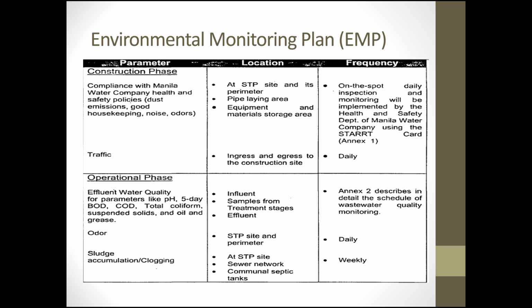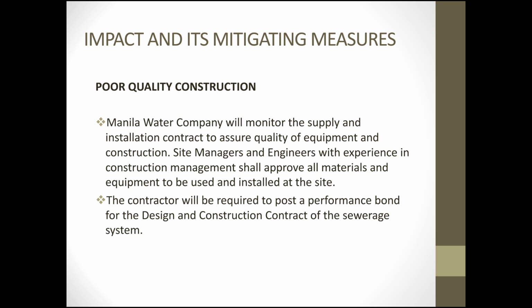So, here you can see the environmental monitoring plan, or the EMP, of this project: the parameter, the location, and the frequency. And you can see it is divided into the construction phase and operation phase. So yeah. So, impacts and their mitigating measures. Here are the impact and mitigation measures of this project.